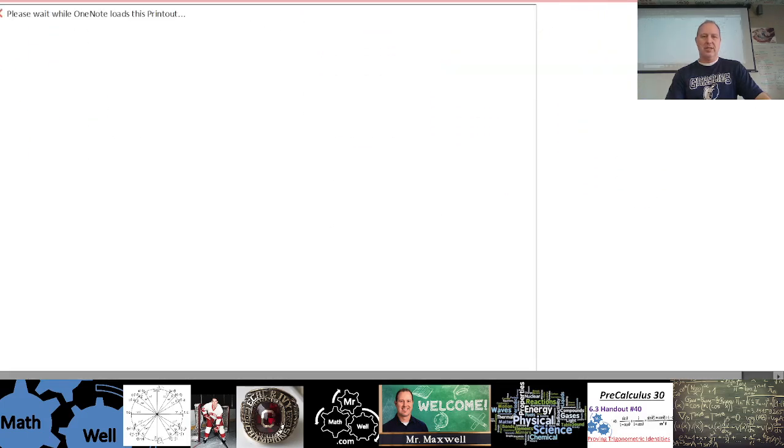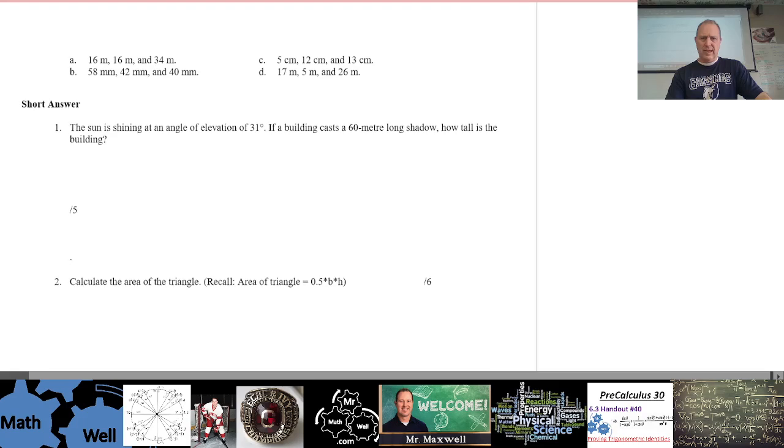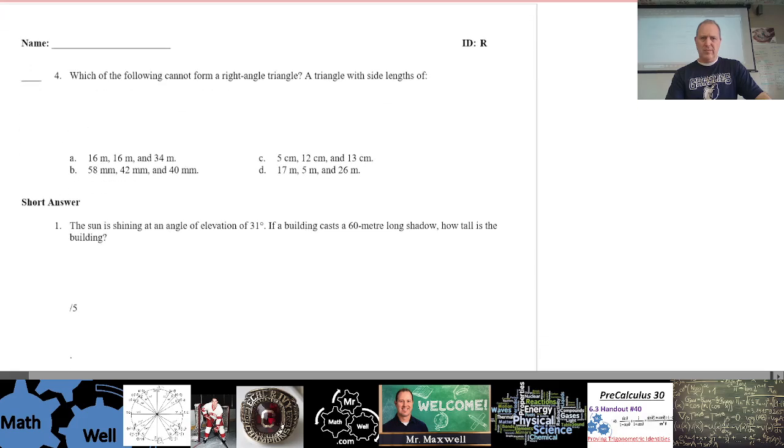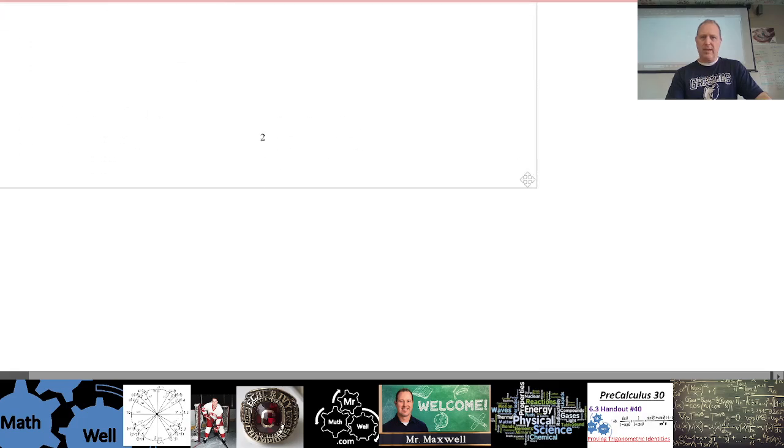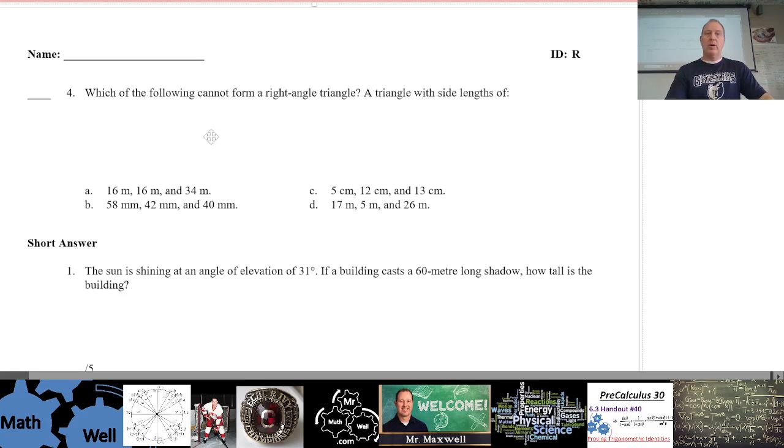All right, let's go to the next page. Now I can skip around a little bit if there's something you want to ask me about. No, we definitely need 4. Definitely need 4? Okay, let's talk about 4 then. I forget how to do that. Okay, which of the following cannot form a right angle triangle?